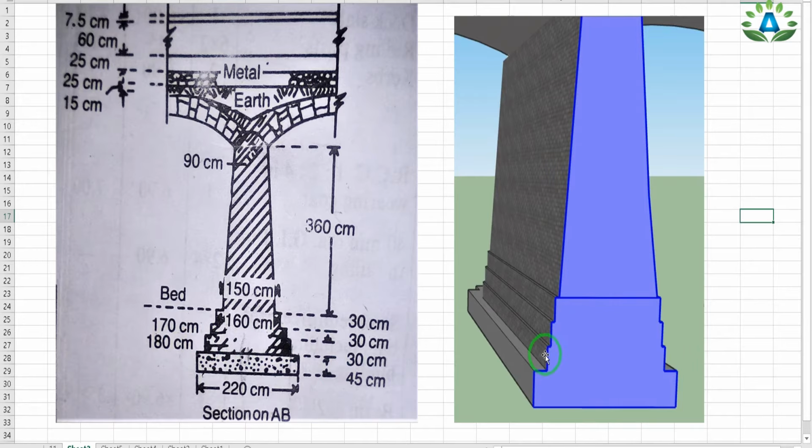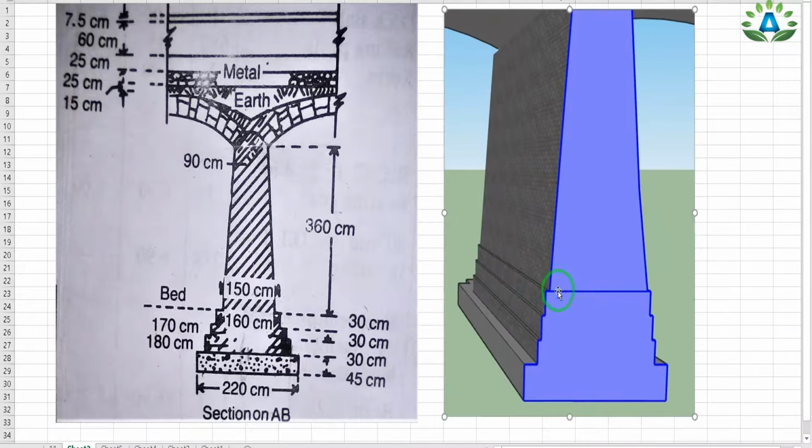180 centimeter, that is this portion, and this second footing is of width 170, and this third footing is of width 160, and we can see that this pier is not rectangular, it has two different widths. That means this portion is 150 centimeter and above it is 90 centimeter.